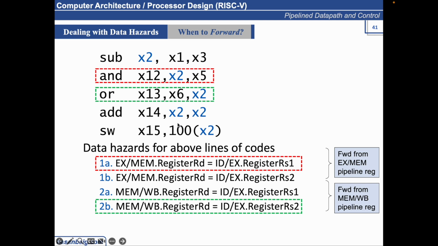What about this one? We do not need forwarding in this case, because by that time the register x2 would be updated in the register file, so it will fetch the correct data of x2 for this instruction and for the next one.